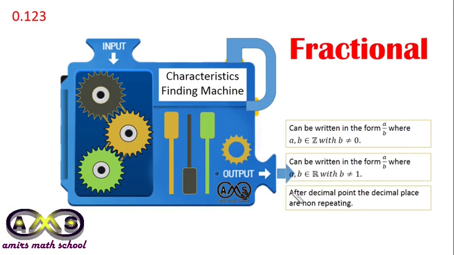Again, the next one: after the decimal point, the decimal places are non-repeating. Here you see first 1, then 2, then 3. The decimal places are non-repeating. And after the decimal places, the places are terminated. The places are finished here. That is, after 1, 2, and 3, there is no decimal place. That's why the decimal places are terminated. So we can say this one is a terminating decimal, or a terminating non-repeating decimal fraction.